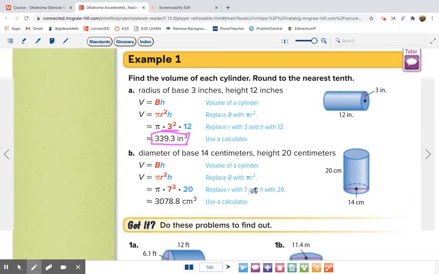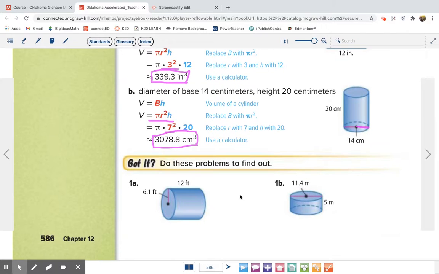Okay, B is the same type of problem, but now it says the diameter of the base is 14 centimeters, height is 20. For our formula, we need the radius, so you have to pay attention to that. If the diameter is 14, radius is halfway, so it would be 7 centimeters. So we have 7 squared, which is 49, then times 20, then times pi, round to the nearest tenths place. So 3,078.8 cubic centimeters. Again, you are just having to plug into the formula, and you just have to pay attention whether they give you radius or diameter in the problem.